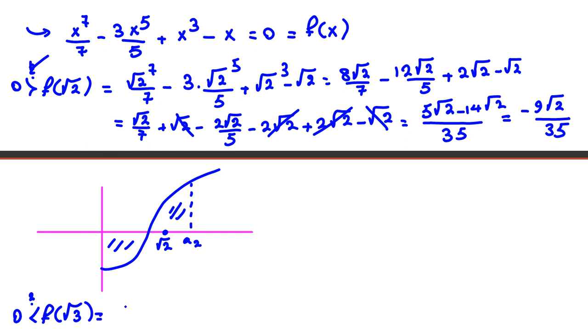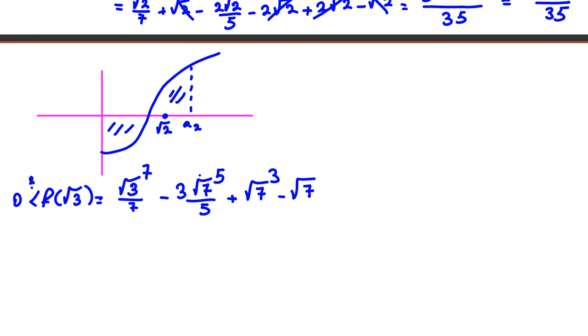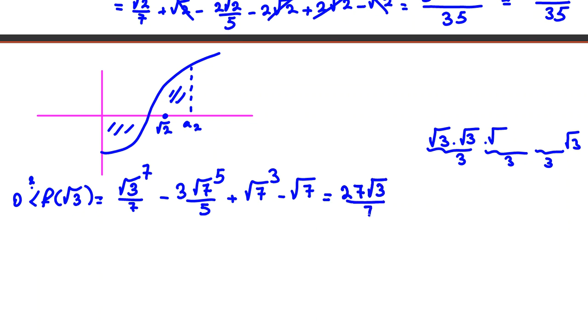It's root 3 to the power of 7 over 7 minus 3 root 3 to the 5 over 5 plus root 3 cubed minus root 3. Root 3 to the 7, if you multiply root 3 seven times, each two of them will be 3. So 3, 3, 3, we have three 3s and one root 3 will be left. 3 times 2 is 6 plus 1, 7. It will be 27 root 3 over 7.